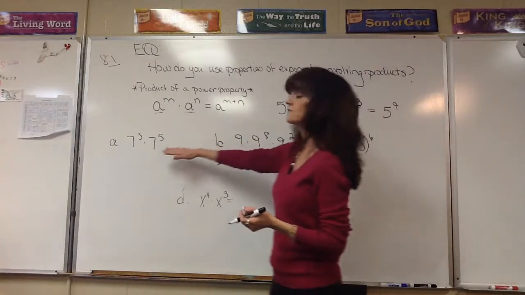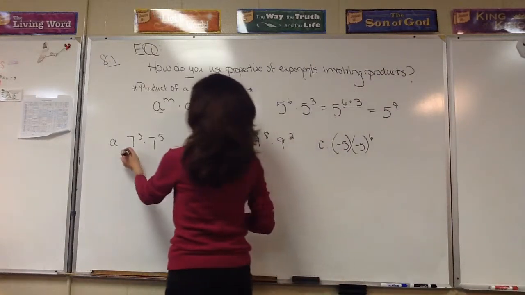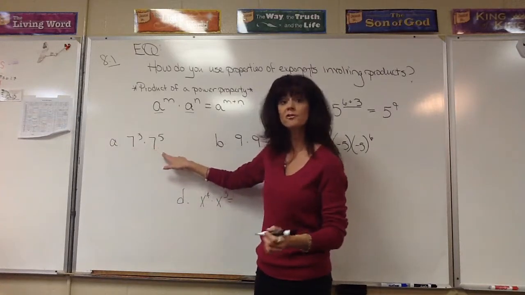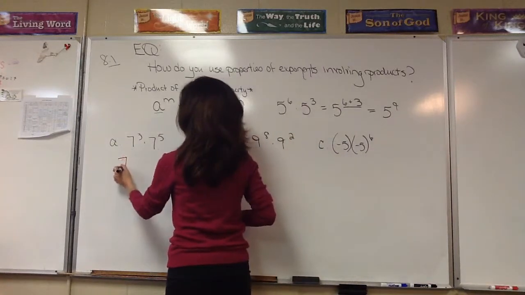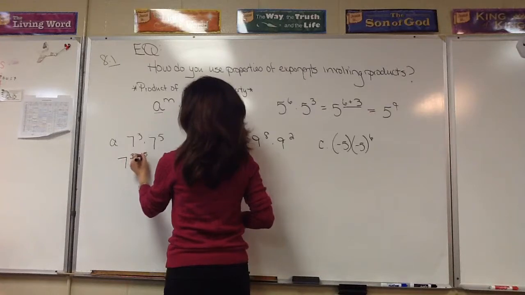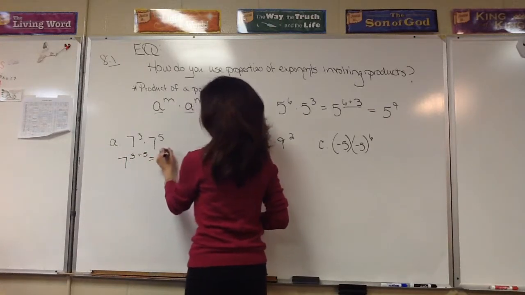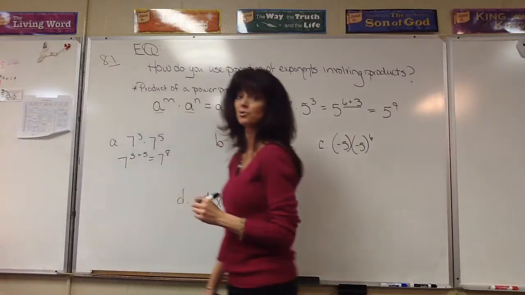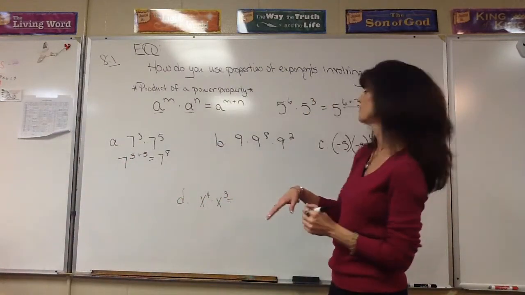Now let's look at some examples. Here I have 7 to the 3rd power times 7 to the 5th power. Yes, the bases are just alike. So we're going to say 7, 3 plus 5 equals 7 to the 8th power. And you see this in example 1 in your books. Okay, so follow along in example 1.